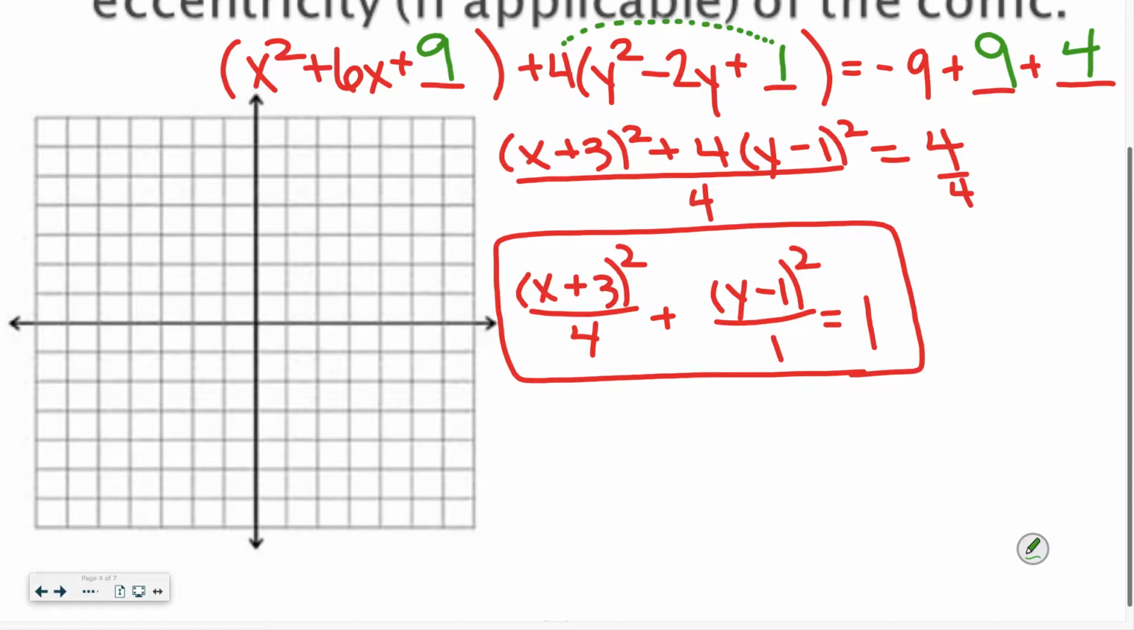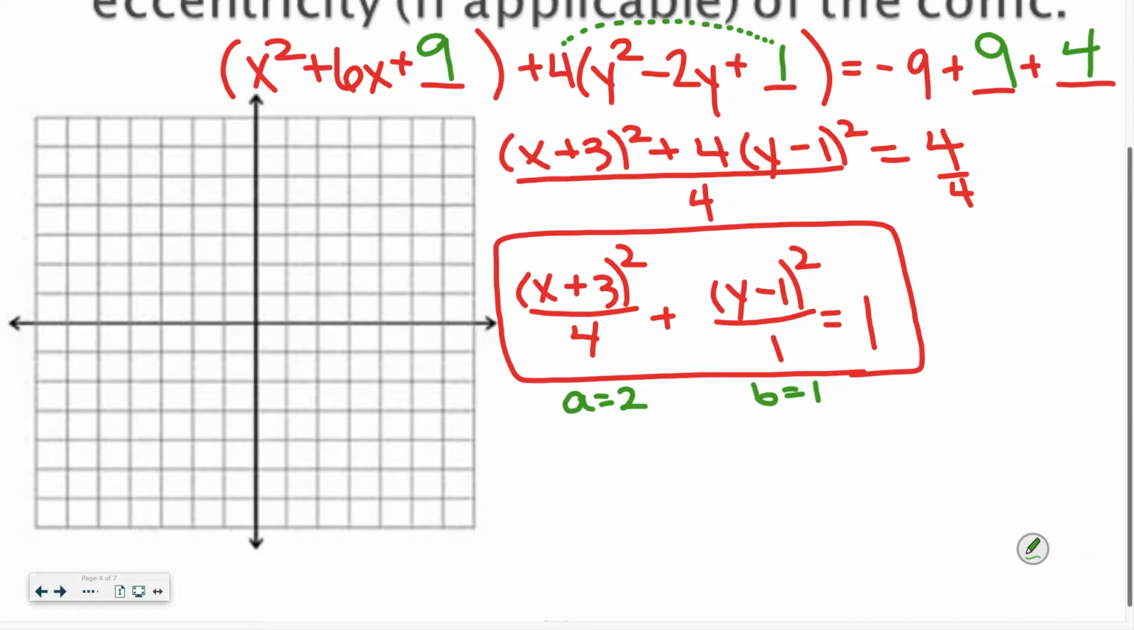Okay? Now, 4 and 1 are our denominators. But remember, they're a squared and b squared. So this denominator is a equals 2 because this is like 2 squared. And this denominator is b squared, so we're going to say b equals 1. If the 4 was under the y minus 1 squared, then it would be vertical. And a would be under the y.